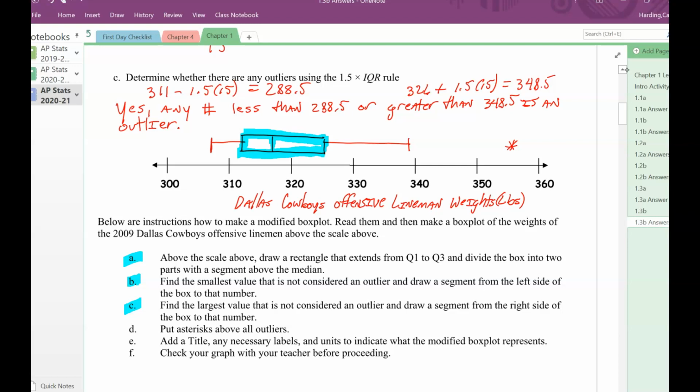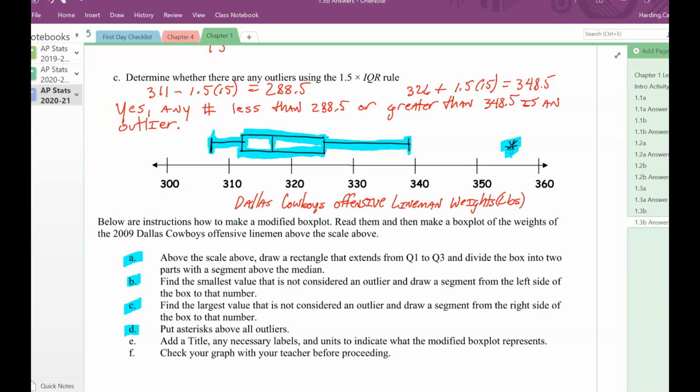So if we go back to this, find the smallest value that is not considered an outlier. Well, we don't have any lower end outliers, so this is out to the minimum, the minimum of 307. Find the largest value that is not considered an outlier. Well, 356, the maximum number in the list, is an outlier. The next biggest one, 338, is not an outlier. So 338 is the largest number in the data set that is not considered an outlier. Put an asterisk above any outliers. So that right there is your modified box plot.